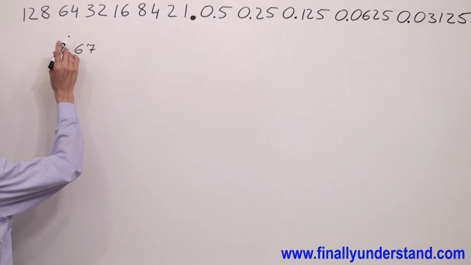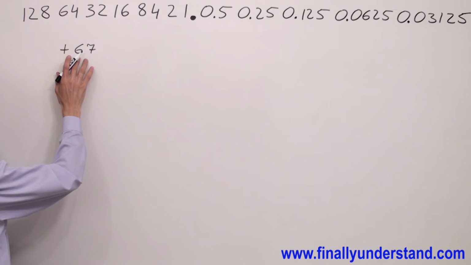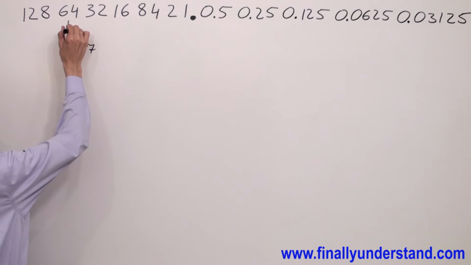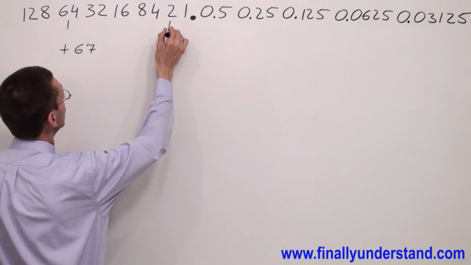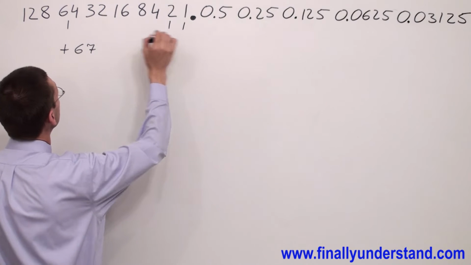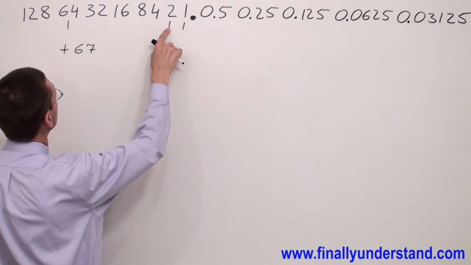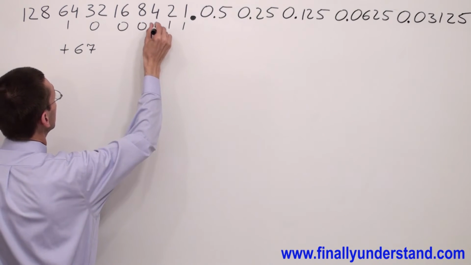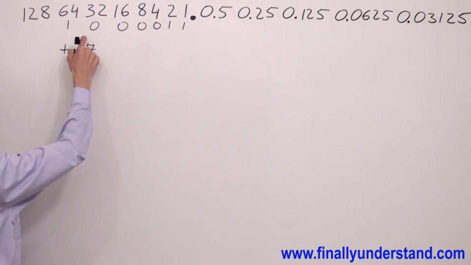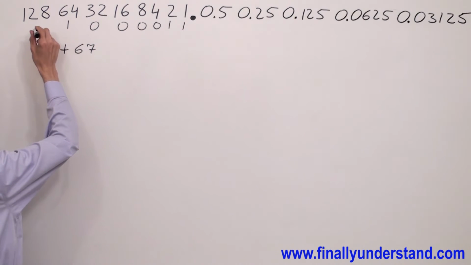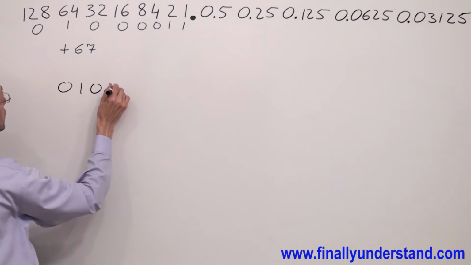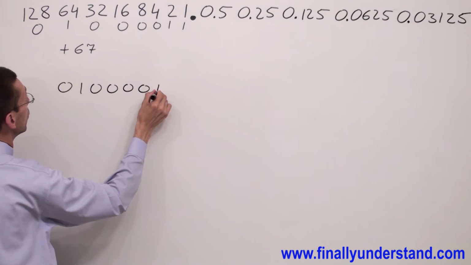So what you're supposed to do is simply convert this 67 to binary. And this is going to be 64 plus 2 plus 1. 64 plus 2 is 66 plus 1 is 67. This is my 67 in binary, and I'm supposed to have 8 bits. I have 0, 1, 0, 0, 0, 0, 1, 1.